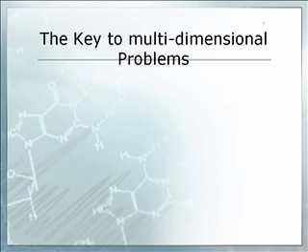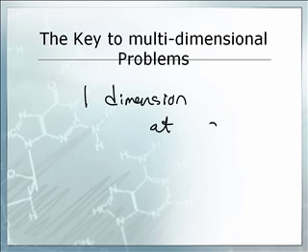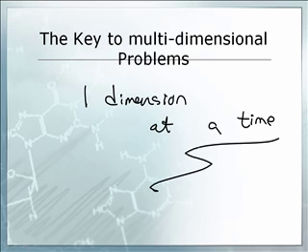Okay. So the key to multidimensional problems is to do one dimension at a time. So work on the top dimension first, and then work on the bottom dimension. So let's do an example here.